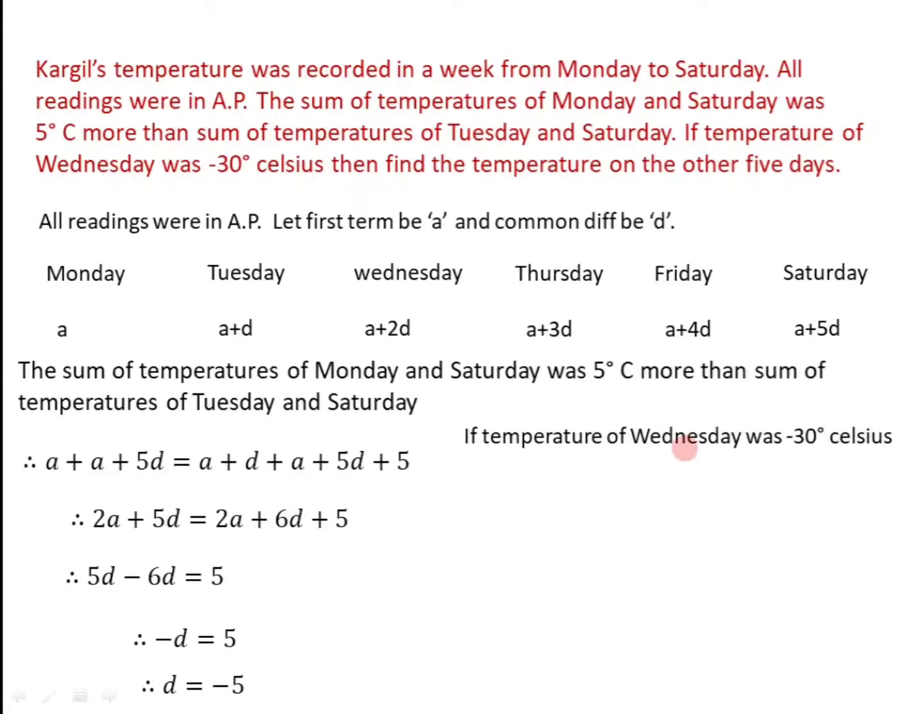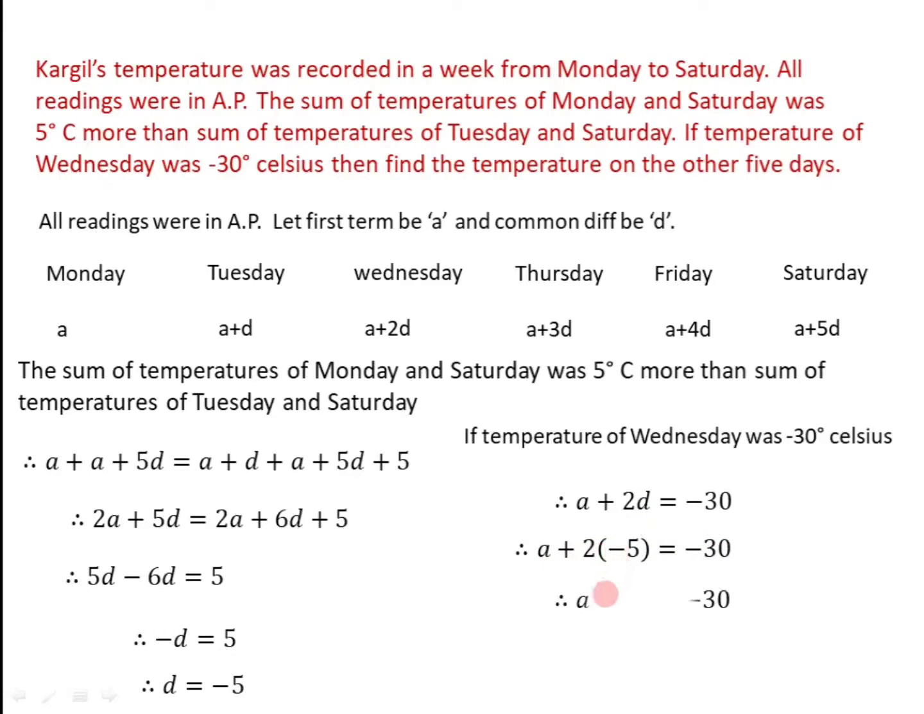Now the temperature of Wednesday is given to be minus 30 degrees Celsius. So we have to use this one. The temperature on Wednesday we have assumed to be A plus 2D and it is given to be minus 30 degrees Celsius. So we have equation A plus 2D is equal to minus 30. Now here we have found the value of D, that's minus 5. So we'll replace here D by minus 5 to get the equation A plus 2 into D, that is 2 into minus 5 is equal to minus 30.